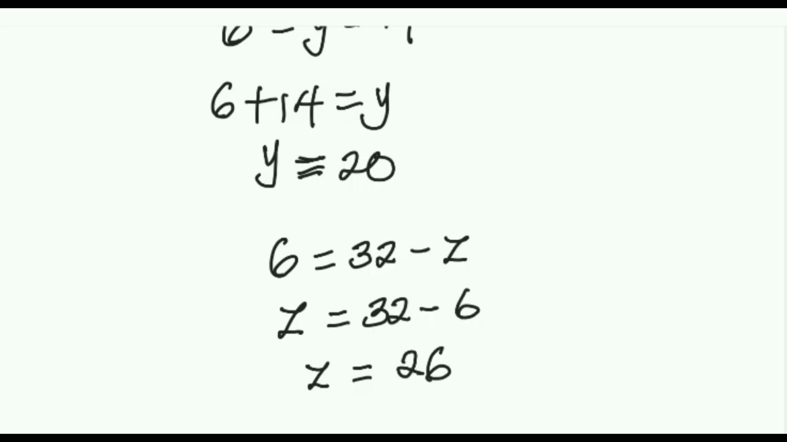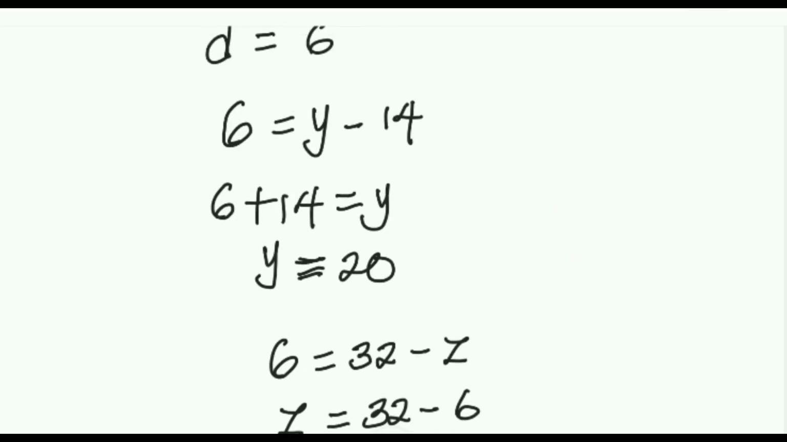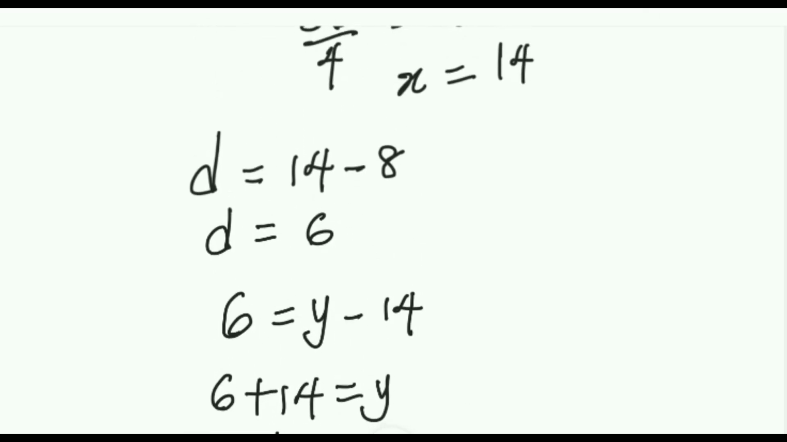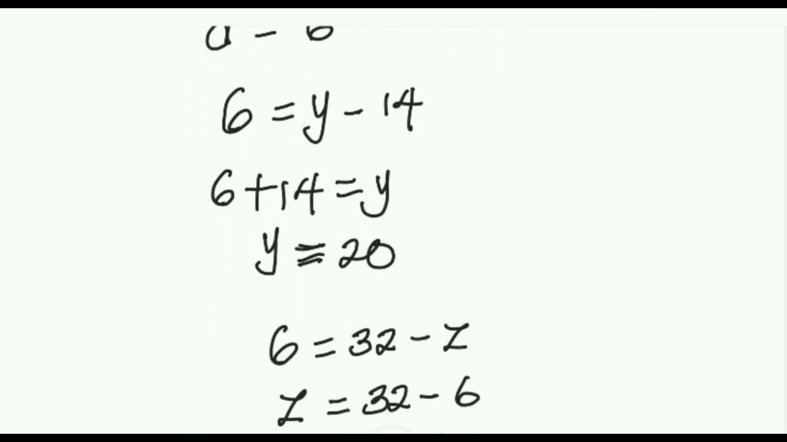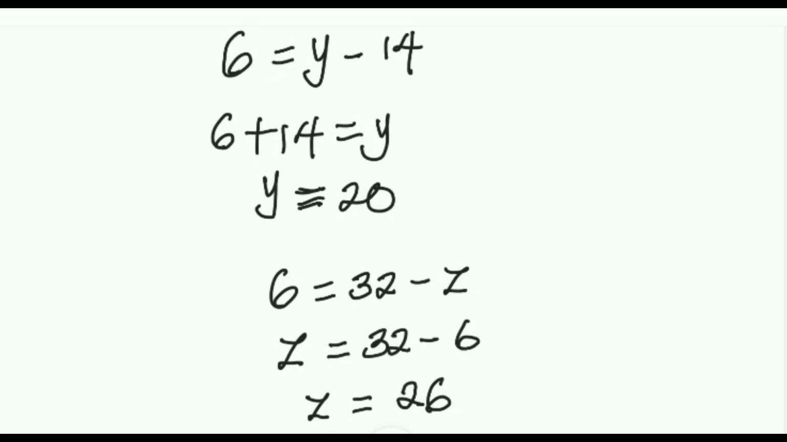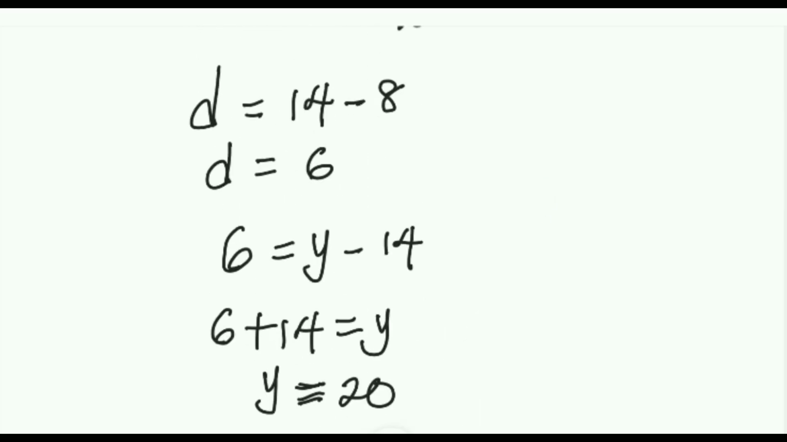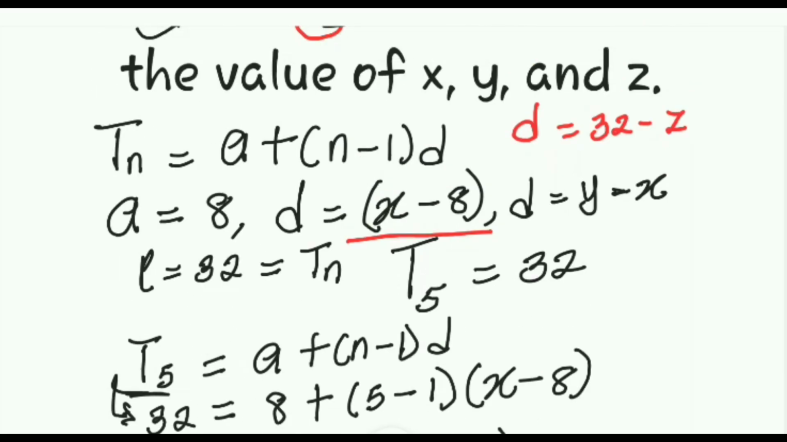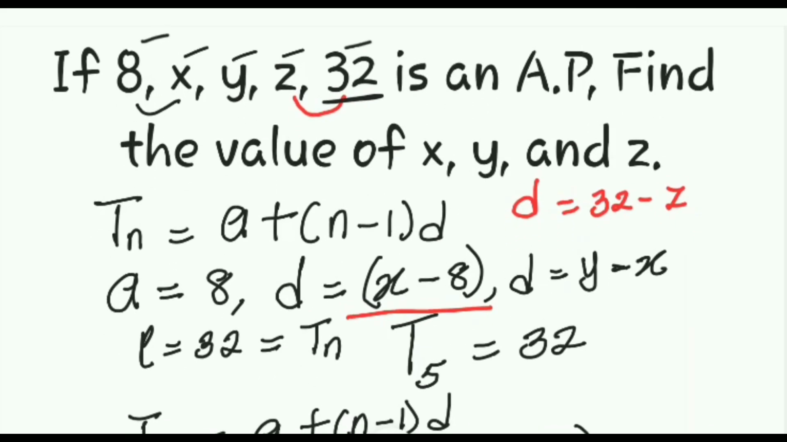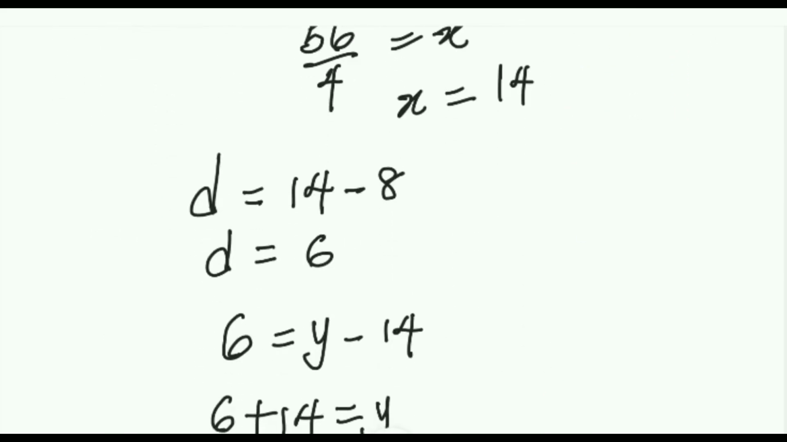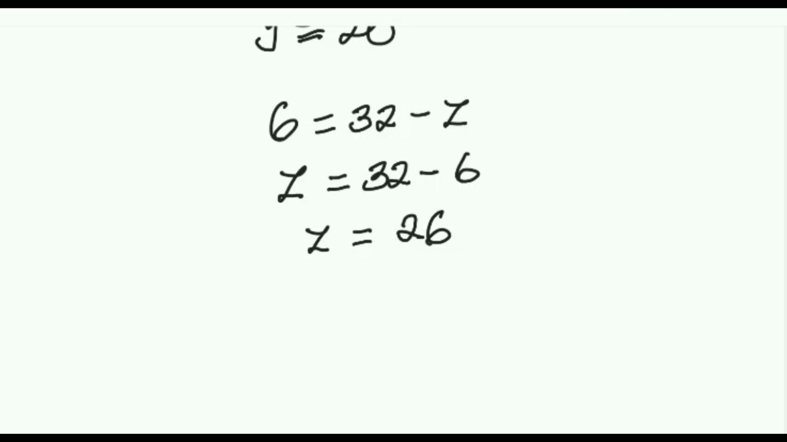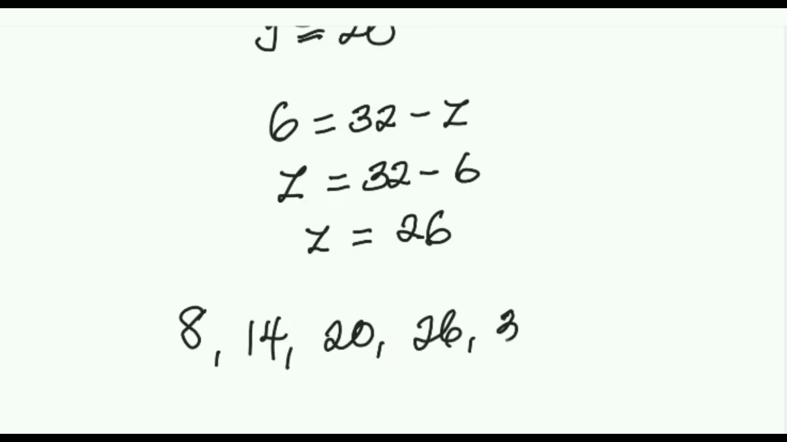That's 26. So we have the value of z as 26, x is 14, y is 20, and z is 26. So if you're asked to write the sequence now, the sequence would be 8, 14, 20, 26, and 32. That's the sequence.